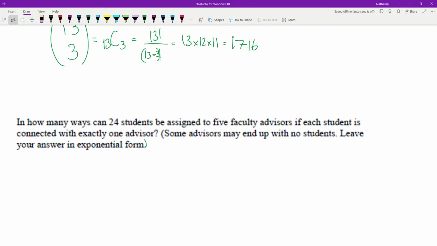So we won't be able to approach it the same way. They also say that each student is connected with exactly 1 advisor.